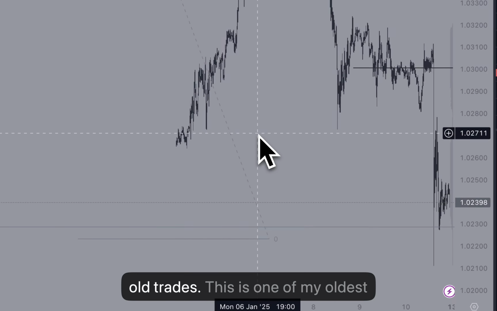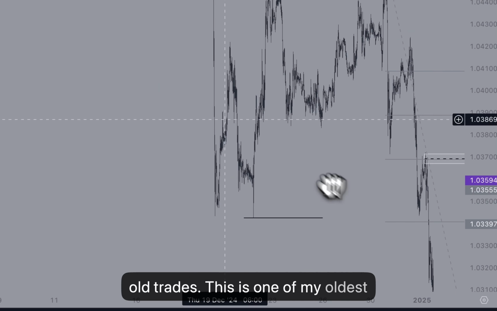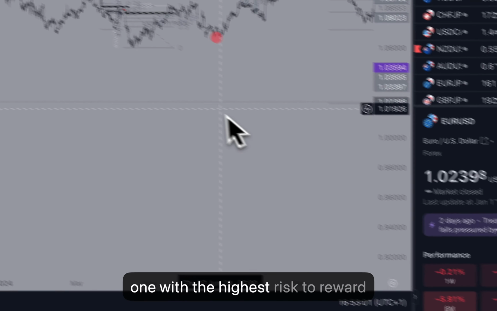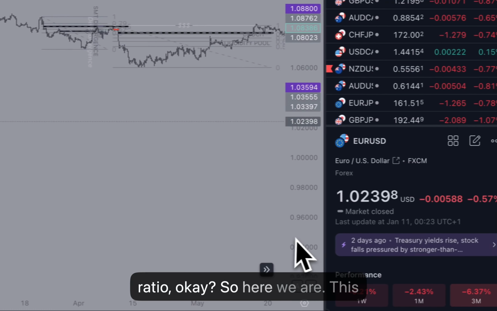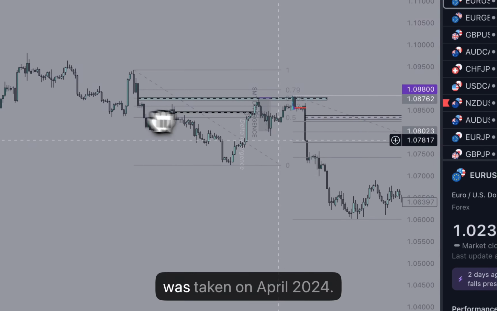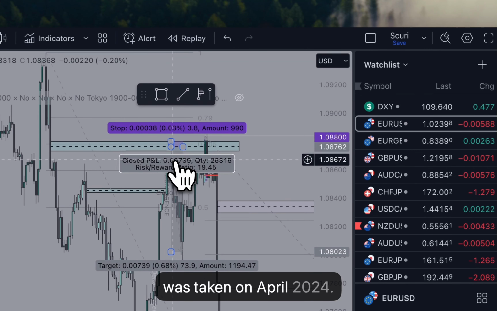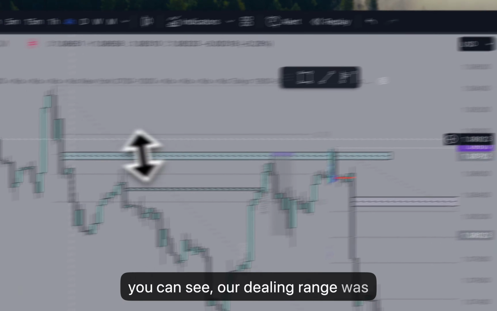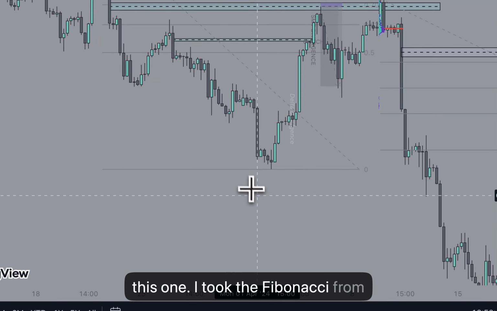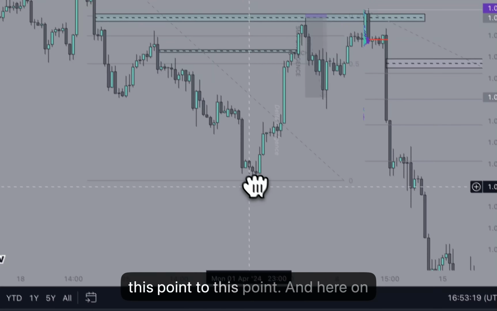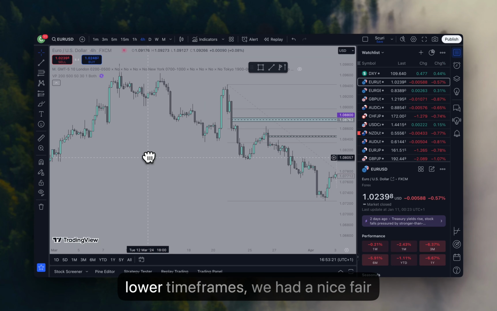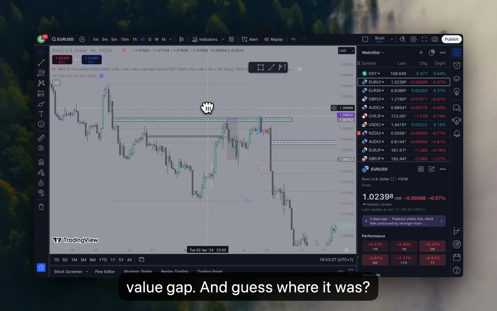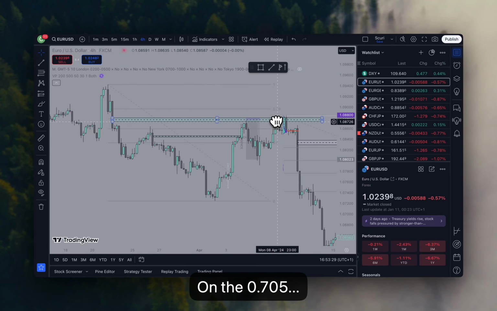Let's see some old trades. This is one of my oldest trades, not the oldest, but one with the highest risk to reward ratio. Okay, so here we are. This was taken in April 2024. As you can see, our dealing range was this one. I took the Fibonacci from this point to this point, and here on lower time frames we had a nice fair value gap, and guess where it was? On the 0.705.